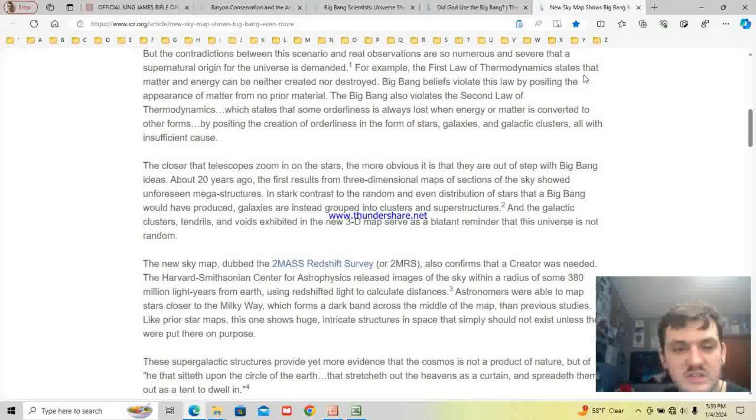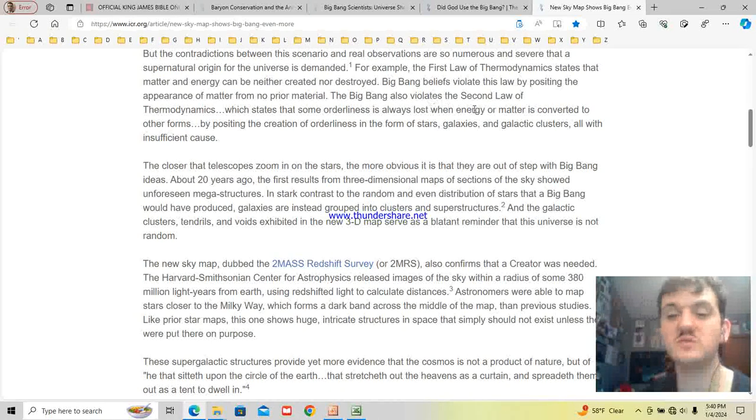For example, the first law of thermodynamics states that matter cannot be created nor destroyed. The Big Bang violates the law by positing the appearance of matter with no prior material. The Big Bang also violates the second law of thermodynamics, which states that ordered forms of energy always convert to other forms. But the Big Bang requires creation of ordered forms: stars and galaxies and galactic clusters.